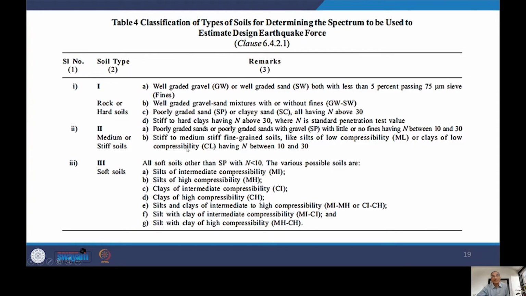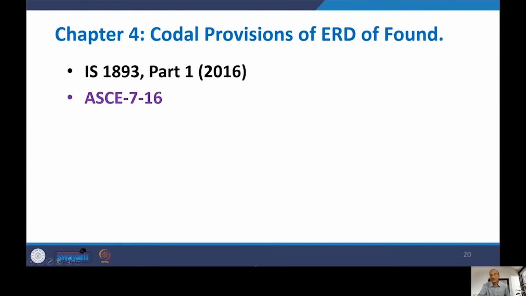What I can suggest here is that if the value of N is above 30, then you can use rock or hard soils. But if it is between 10 and 30, then medium or stiff soils should be used. Finally, for soft soil, the value of N is less than 10, and the rest of the things, its applicability is for basically intermediate and high compressibility soils. So these are applicable. But if intermediate is low, then this method, soft soils, may not be applicable. So this was all about this Indian Code 1893.